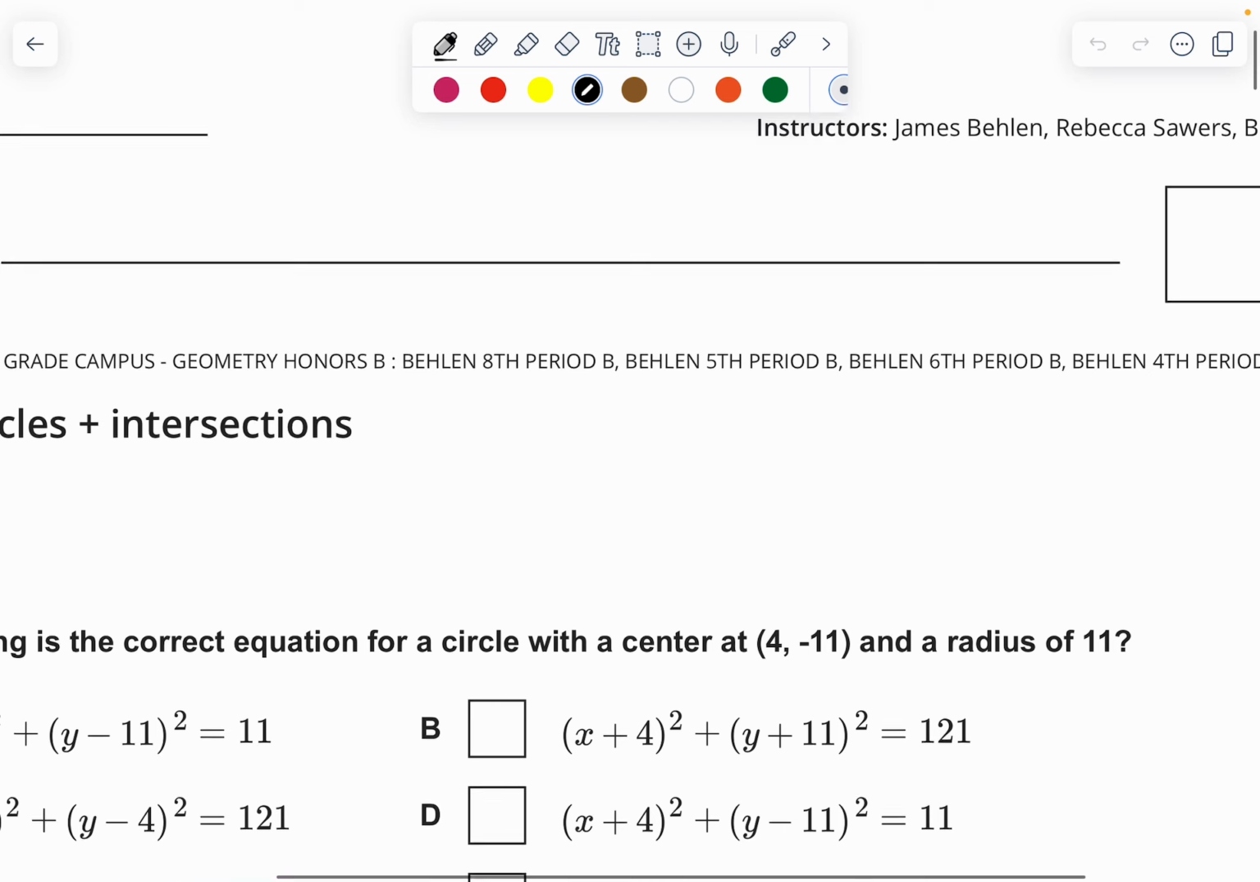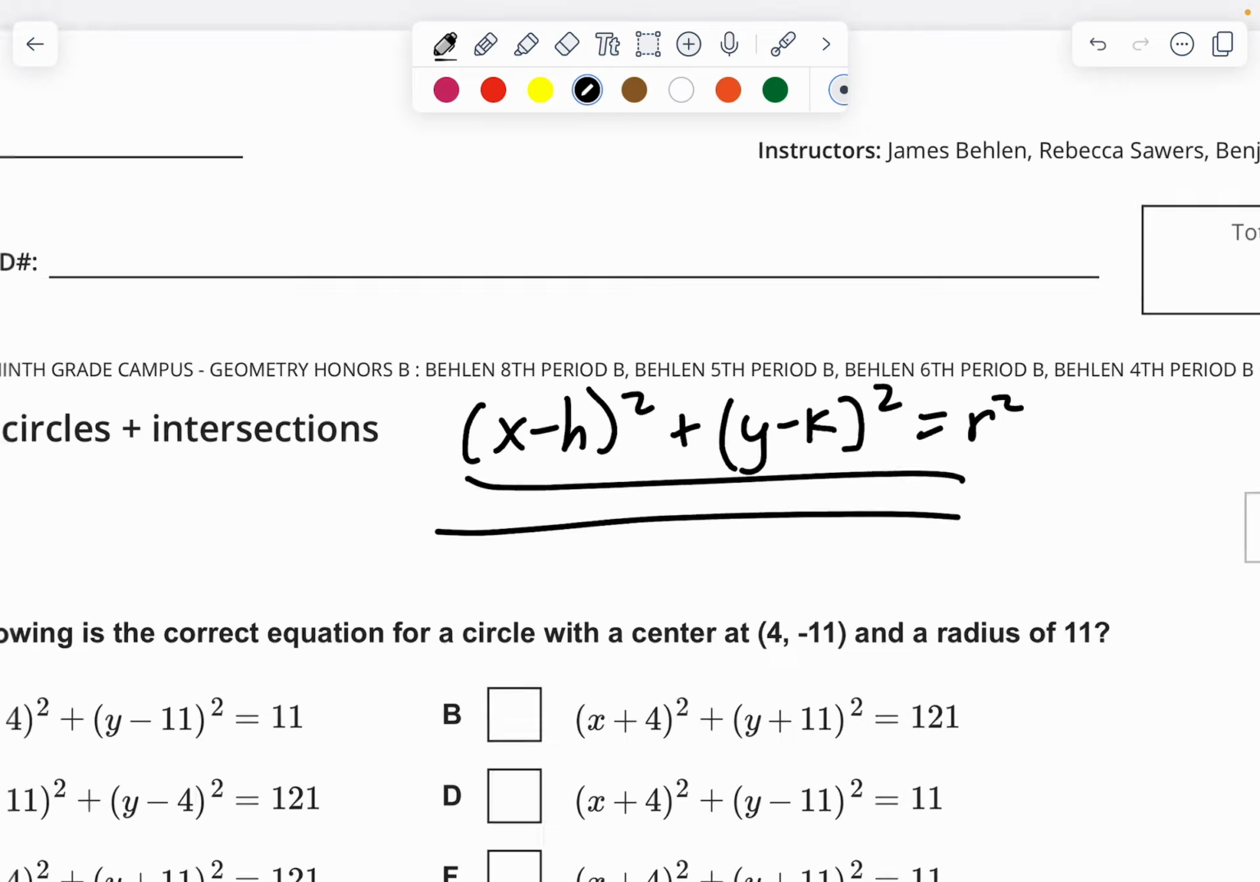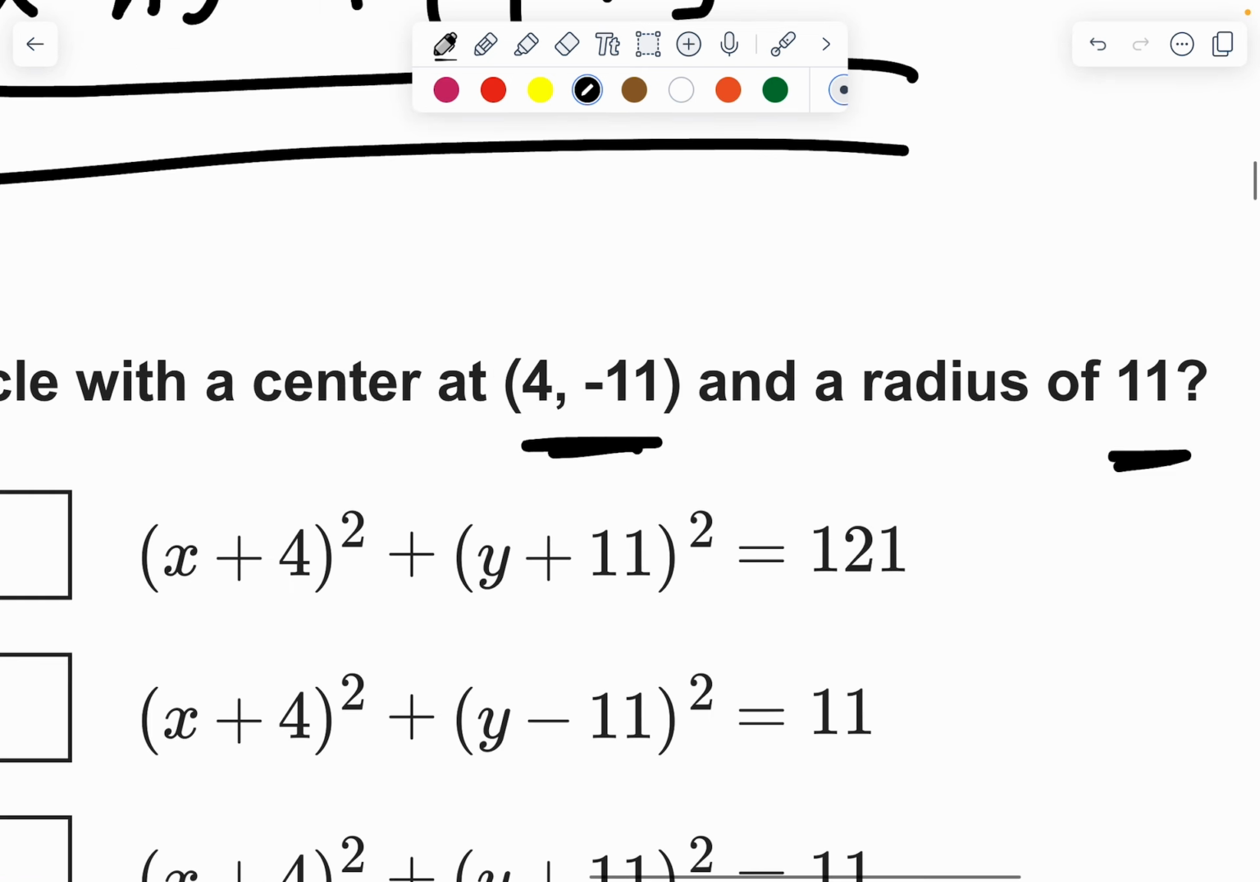If you look in your properties packet that I gave you, the back page has these properties. The equation of a circle is (x minus h) squared plus (y minus k) squared equals the radius squared. So I'll be using this and referring back to that. This one says this is the center and this is the radius. So the center of a circle is your h and your k.